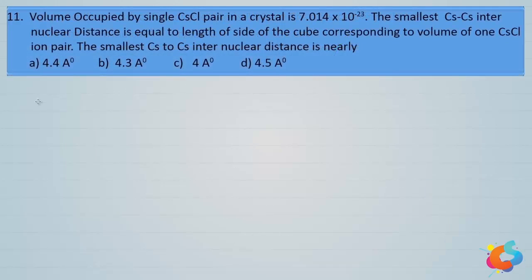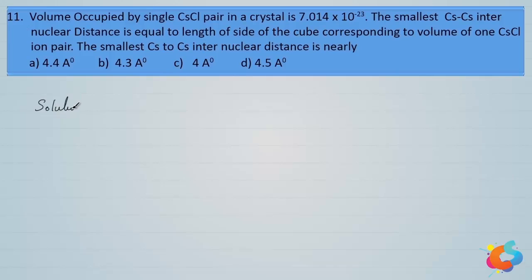The question is, the volume occupied by a single cesium chloride ion pair in a crystal is 7.014 into 10 to the power minus 23 centimeter cube. The smallest cesium-cesium internuclear distance is equal to the length of the side of the cube corresponding to the volume of one cesium chloride ion pair. The smallest cesium to cesium internuclear distance is nearly. The given options are A. 4.4 angstrom, B. 4.3 angstrom, C. 4 angstrom, and D. 4.5 angstrom.